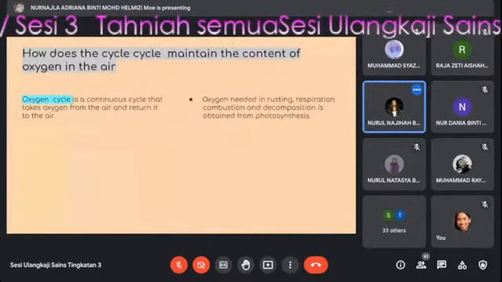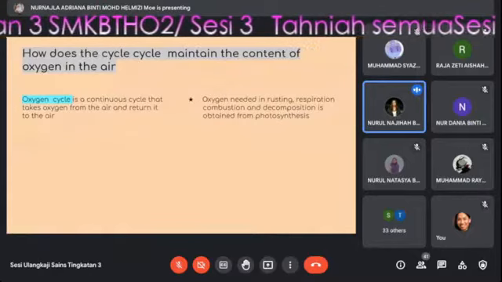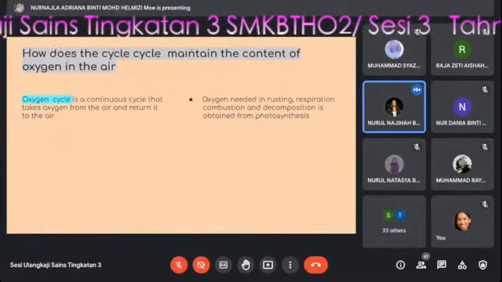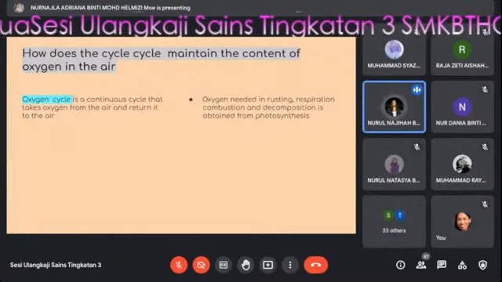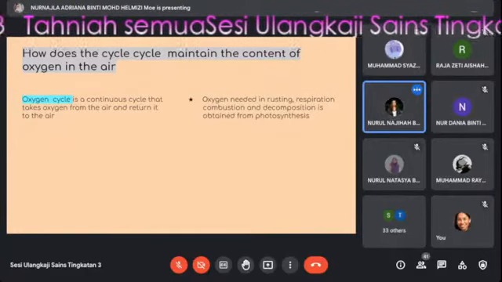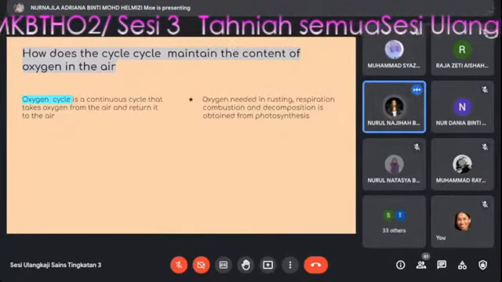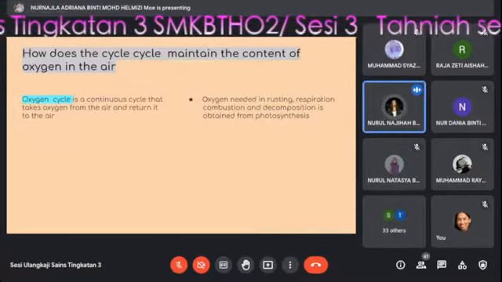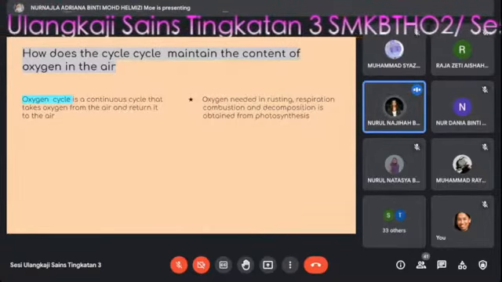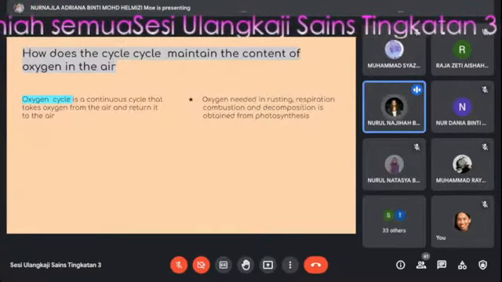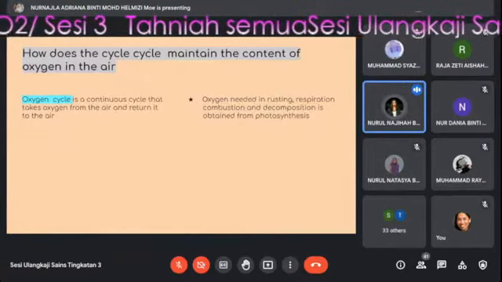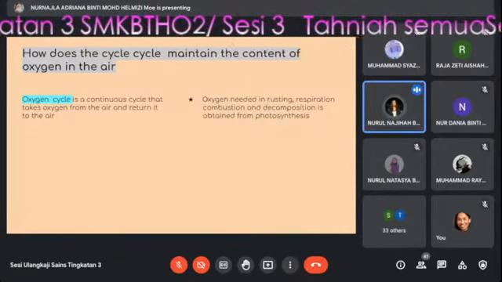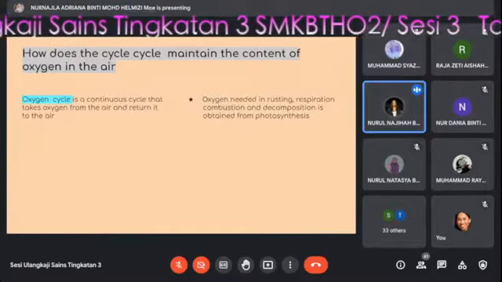Okay, thank you. The oxygen cycle is just the same as the carbon cycle, but the gas involved is different. The oxygen cycle is a continuous cycle that takes oxygen from the air and returns it to the air. Oxygen needed in respiration, combustion, and decomposition is obtained from photosynthesis.